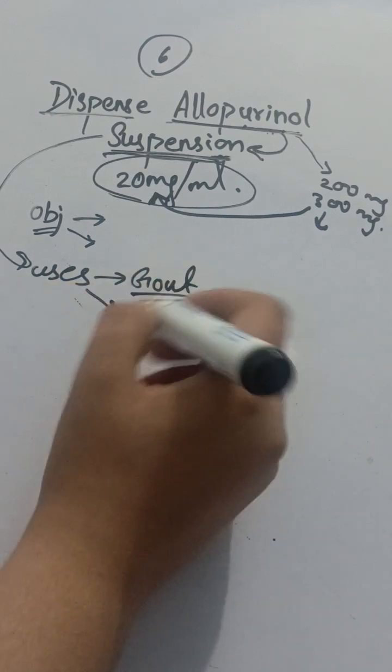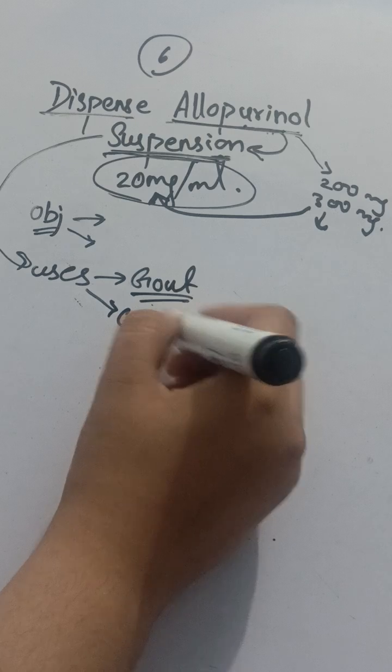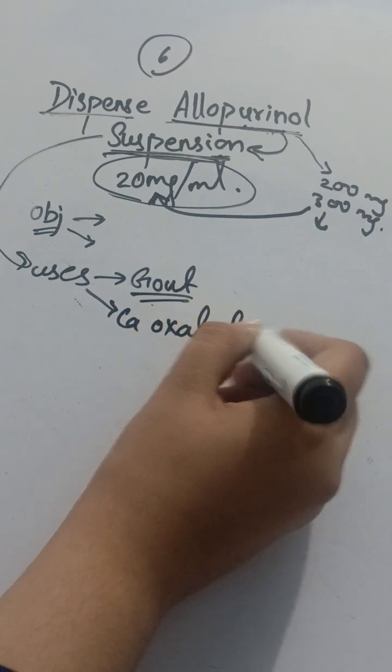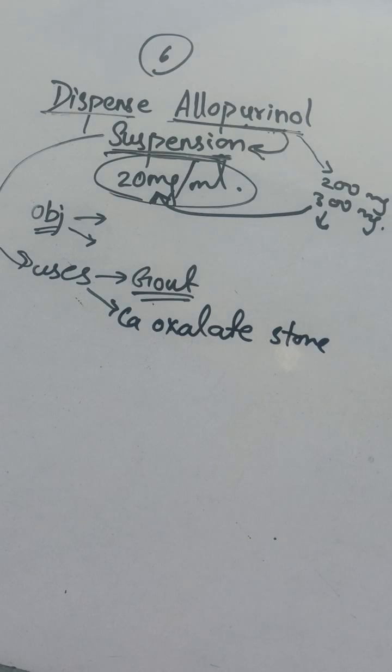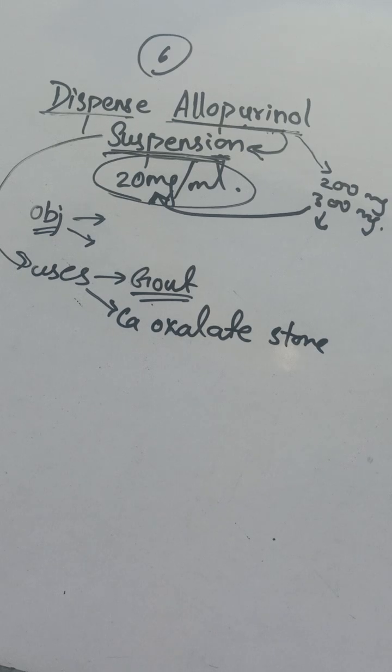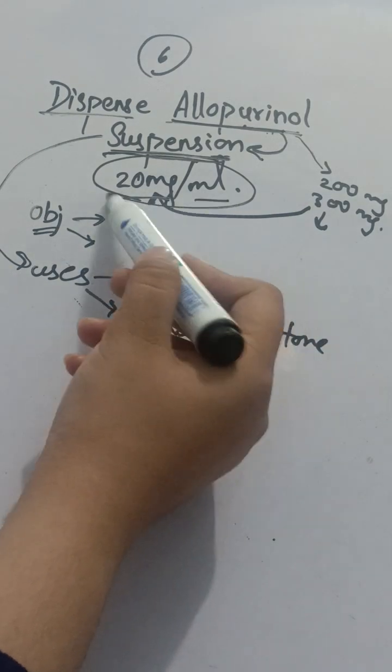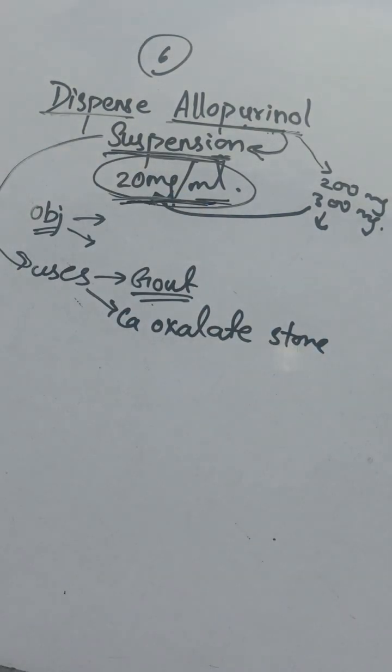Similarly, if a patient has stones of calcium oxalate in the kidney, in the urinary tract, or anywhere, this allopurinol suspension will treat the gout, and it also reduces the formation of calcium oxalate stones. And we are giving the dosage form of suspension here, not the tablet, not the solution, and the strength would be 20 mg per ml. This is our major thing.